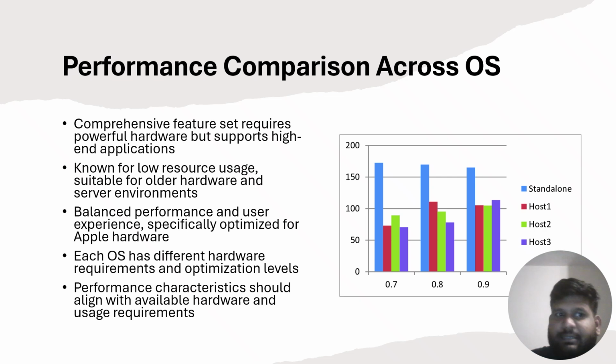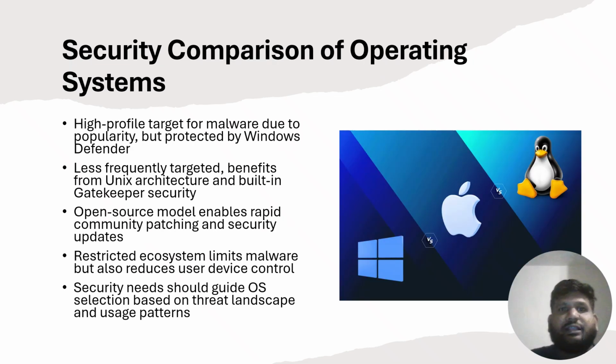Mac strikes a balance between performance and user experience. It is optimized specifically for Apple hardware. Understanding the differences helps users choose an OS that aligns with their hardware capabilities and performance expectations. Now moving to the next slide, the security comparison of operating systems.